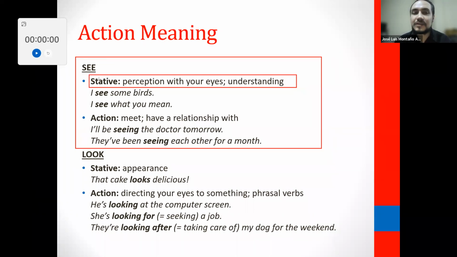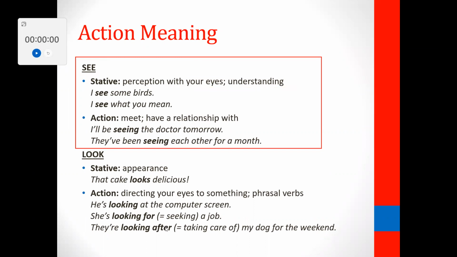Let's read about see, please, Evelyn. Read everything that you have there. Stative: perception with your eyes, understanding. I see some birds. I see what you mean. Action: meet, have a relationship with. I'll be seeing the doctor tomorrow. They've been seeing each other for a month. Great. Thank you, Evelyn.